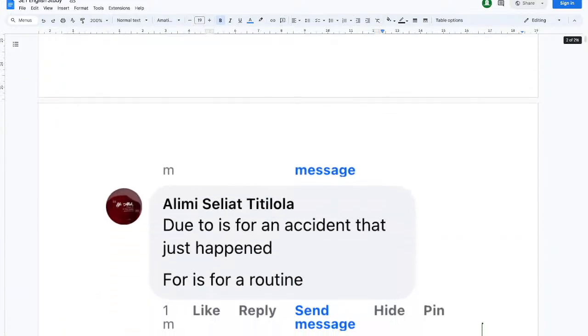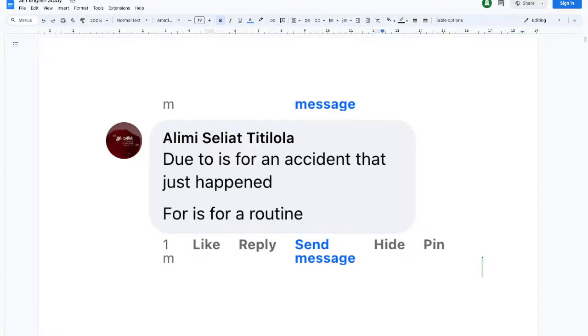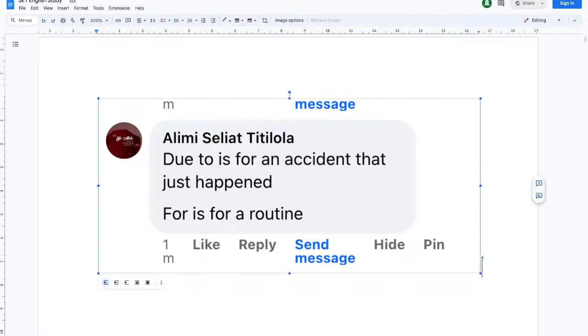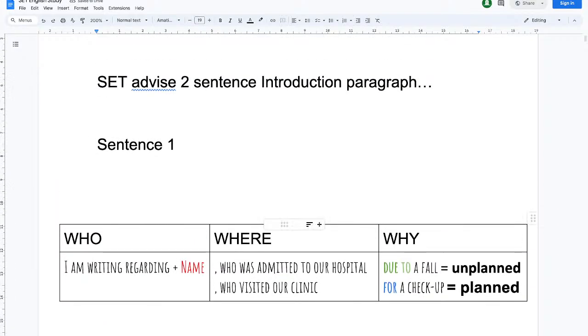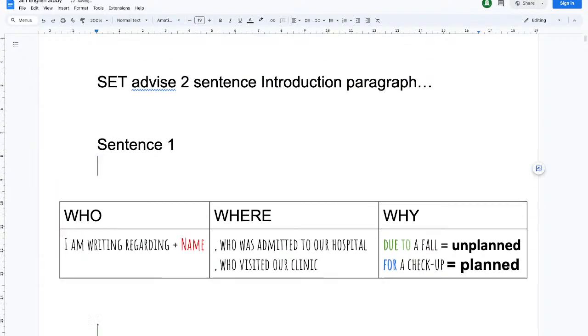And this is from Alimi here. So yes, great. Another good answer. Okay, so guys, sentence one. It's very simple, isn't it? Right? Sentence one. Let's go from the very beginning then.